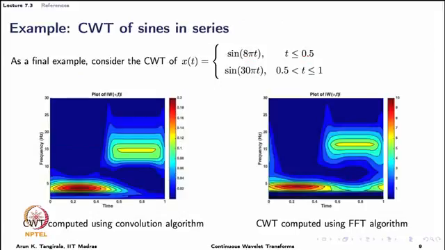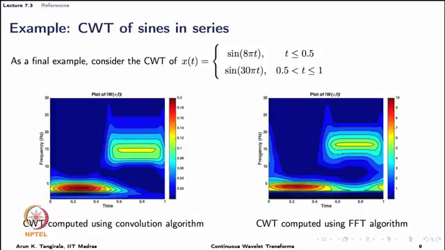However, let us take another example with a sine series. This is one of the classic examples that we have been using all along in this course. I have a lower frequency followed by a higher frequency, occupying equal durations in the length of the signal. On the left, I show the contour plot of the magnitude of the CWT using the convolution algorithm, and on the right-hand side the same contour plot using the FFT algorithm.